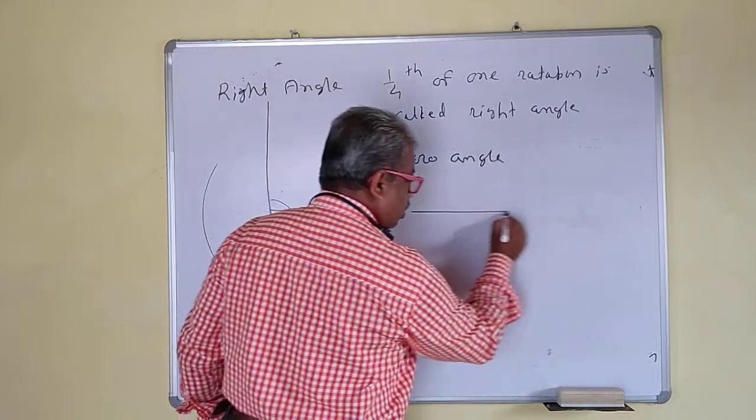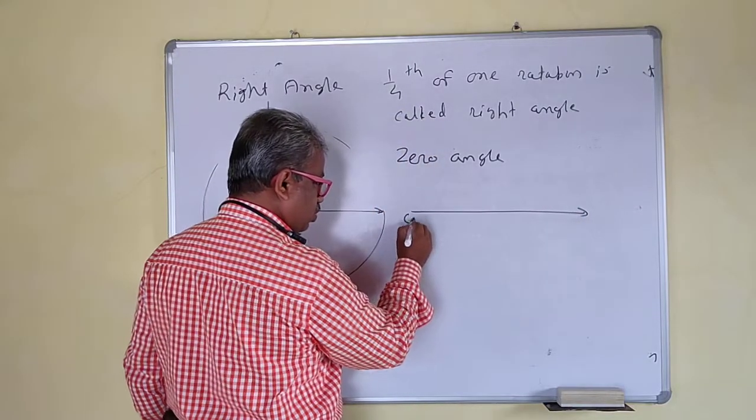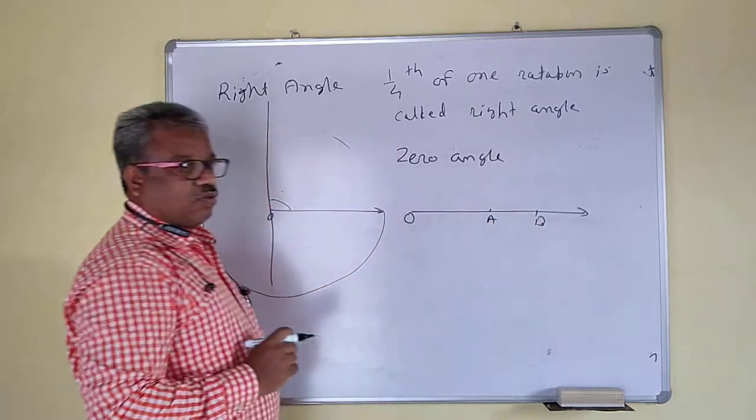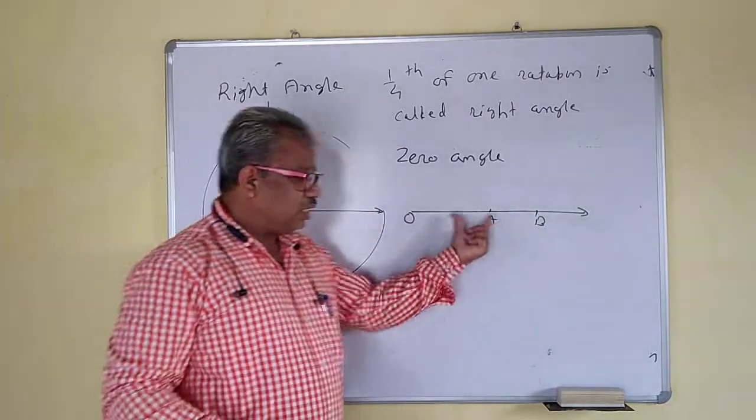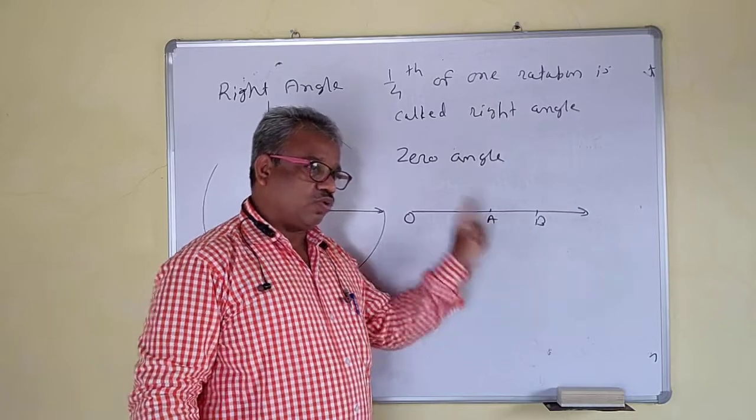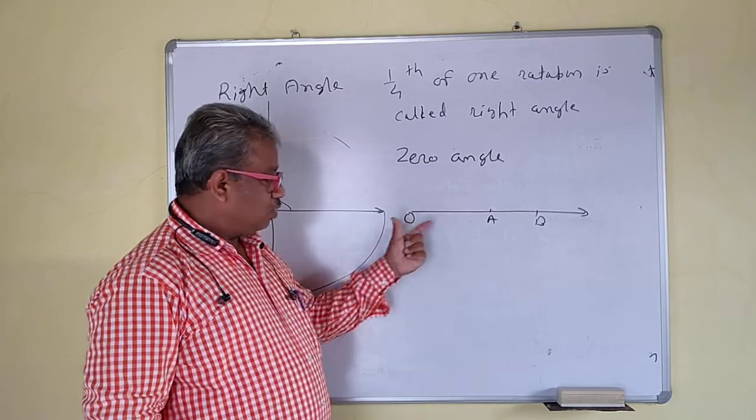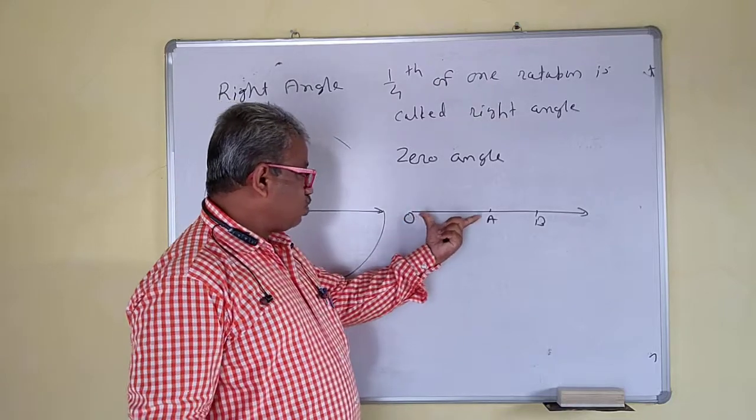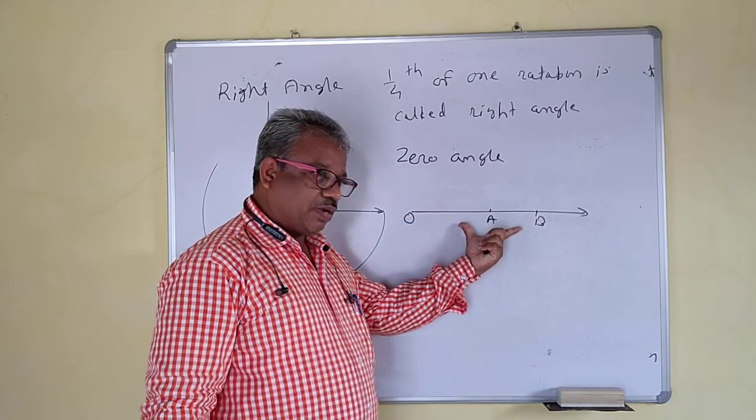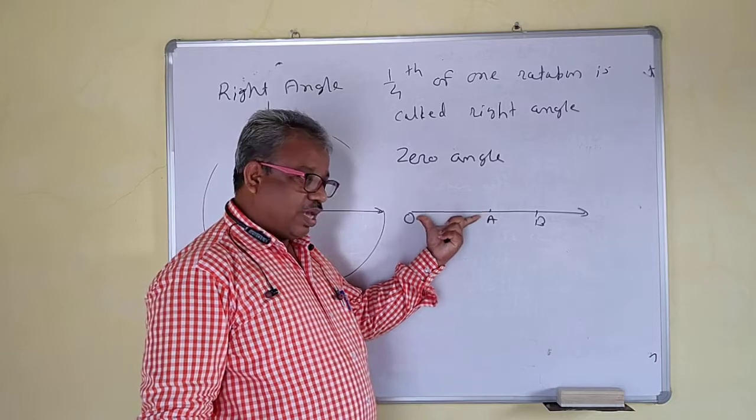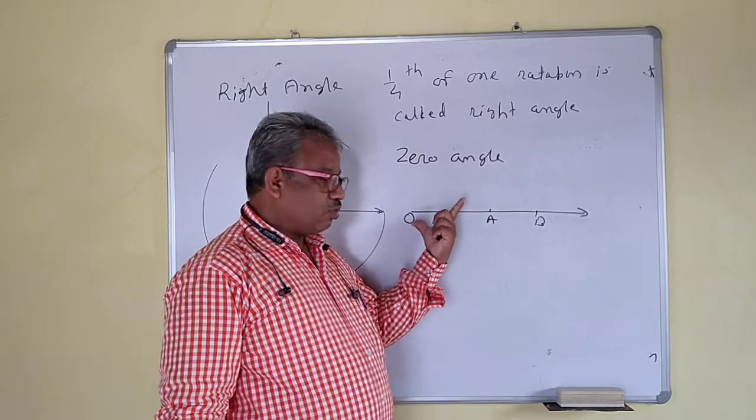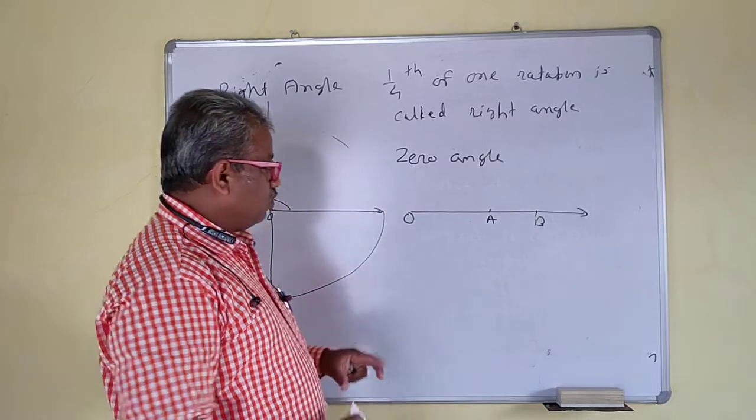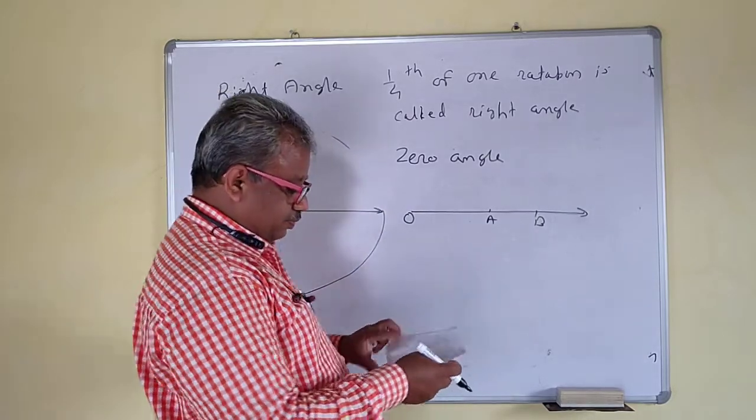So zero angle means what? Suppose this is the initial arm OA, and your terminal arm is also the same as the initial arm, and there is no rotation. That means OB, initial arm and terminal arm are the same. That means this OA is not rotated. Right? So write down what zero angle means.